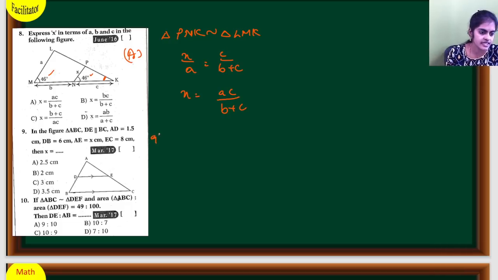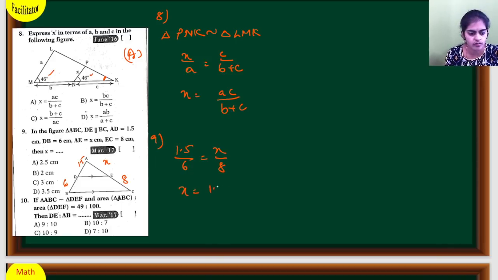Now see the next one. In the figure, DE is parallel to BC, AD is 1.5, DB is 6, AE is X and EC is 8. So you can take the ratios using BPT, these ratios are equal. So X equals 1.5 into 8 by 6. So 3 2s are 6, 3 4s are 12, 1.5 one time, 1.5 two times, and 2 one time, 2 two times. So X equals 2 you are getting.